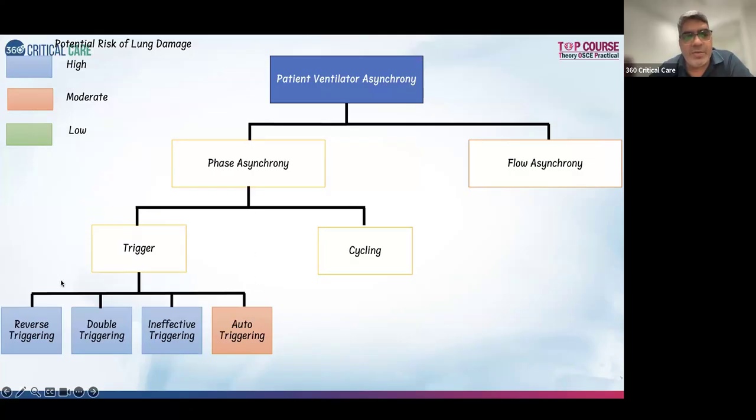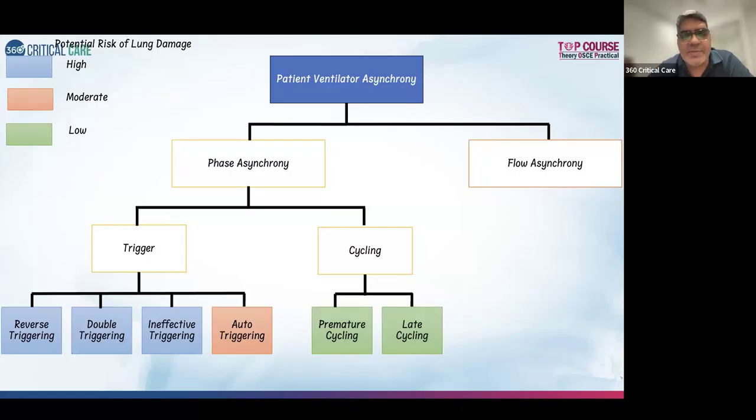Mind you, it is a bit difficult to delineate these abnormalities in a patient when you see them on the ventilator screen. But I'll try to explain some physiological concepts behind it: why it is called reverse, why it is called double, why it is called auto triggering and ineffective triggering. That's the majority of the asynchrony that you can see in ventilator-patient asynchrony, a major chunk of the abnormality that you see.